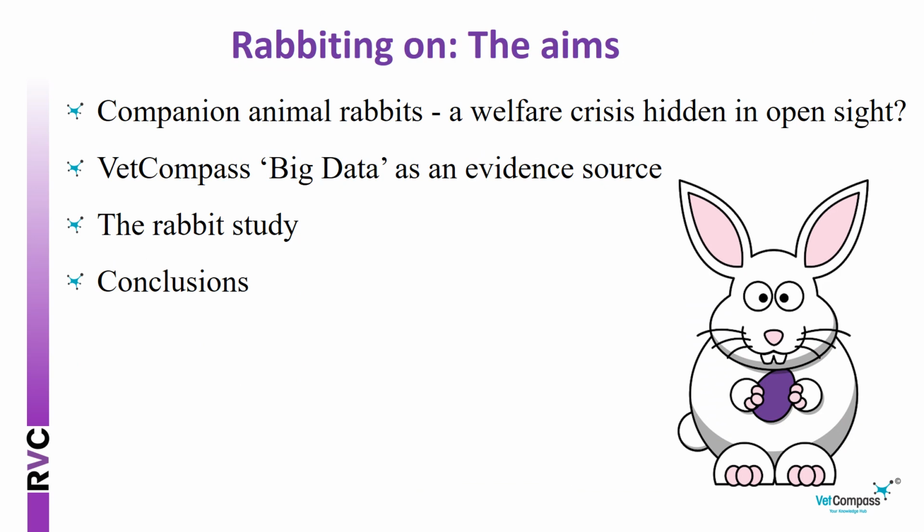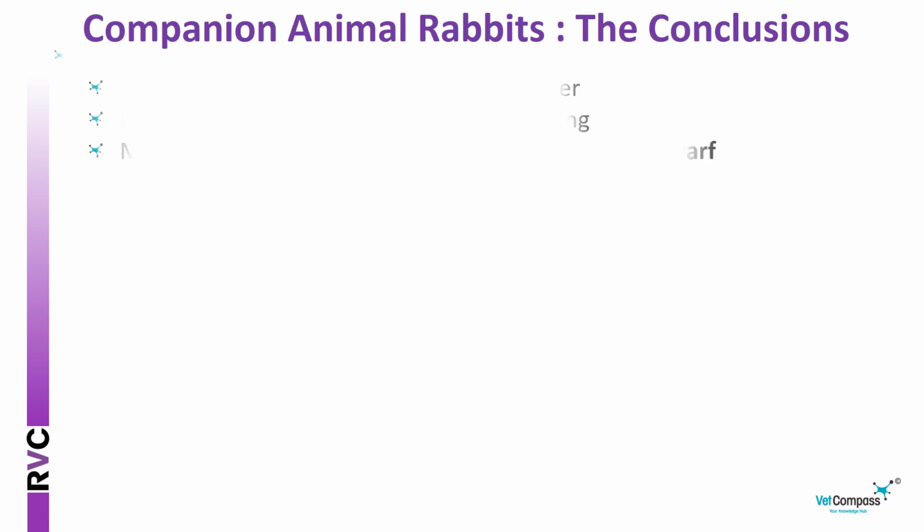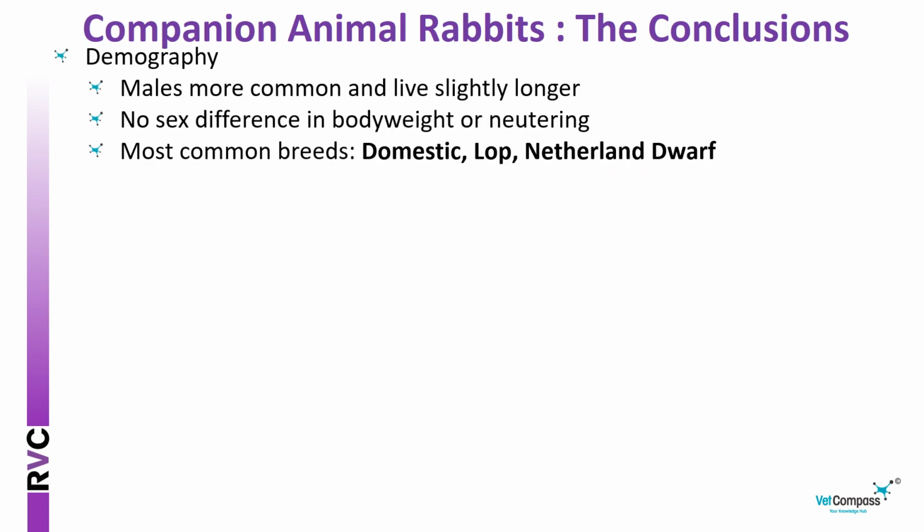So, some conclusions and further questions. What can we conclude from these results, and where might we go next? Well, from a demographic point of view, we can conclude that males are more common and they live slightly longer, 1.5 years longer. There's no difference between the sexes in body weight or neutering, and our most common breeds are domestic, a general catch-all group for rabbits, Lop and Netherland dwarf.